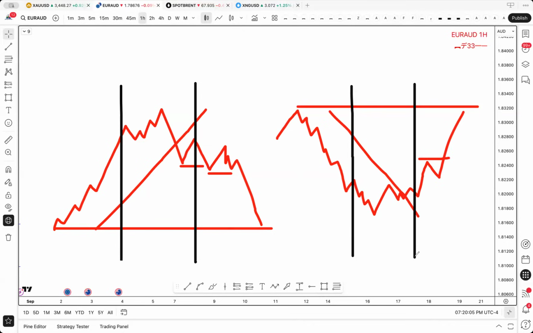Setups that accommodate over 3 days. It could be Monday, Tuesday, Wednesday. So this could be Monday, this could be Tuesday, this could be Wednesday. Same here for the buy low. Monday, Tuesday, Wednesday. This could be Tuesday, Wednesday, Thursday. It could be Thursday, Friday, Monday.